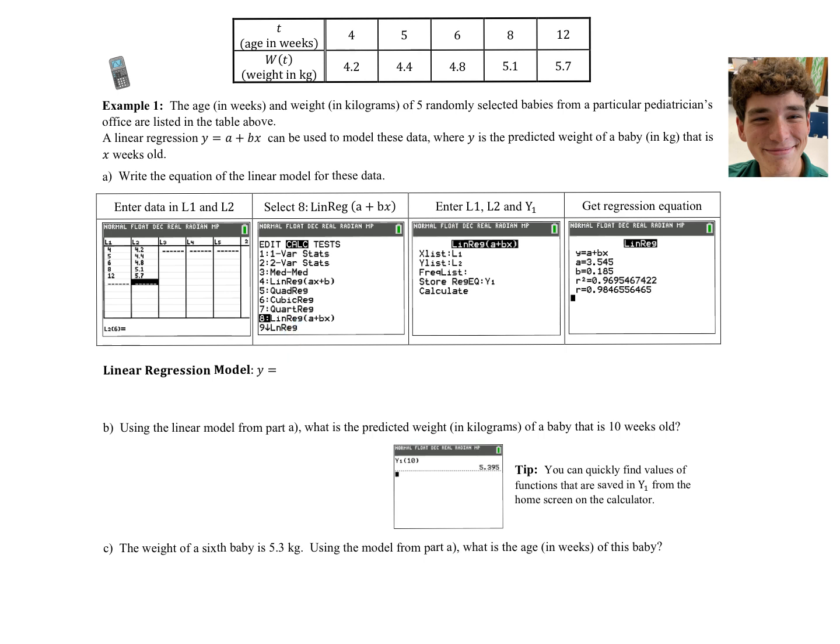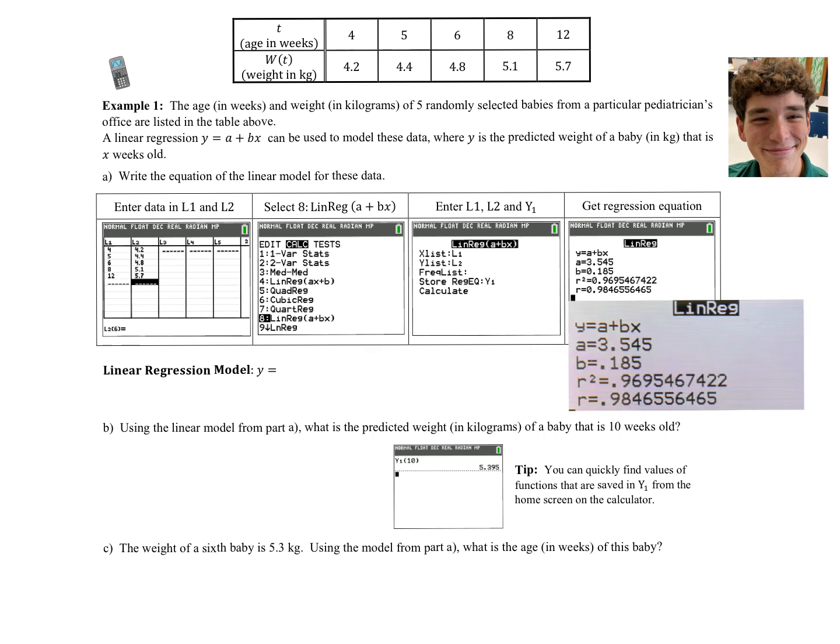So now we're going to store our linear regression as alpha trace, and we're going to type in Y1. And so then we're going to press enter, and we should get this screen right here. Now, my linear regression model is Y equals, what's my A? 3.545, and then plus, what's my B? 0.185, and then X.